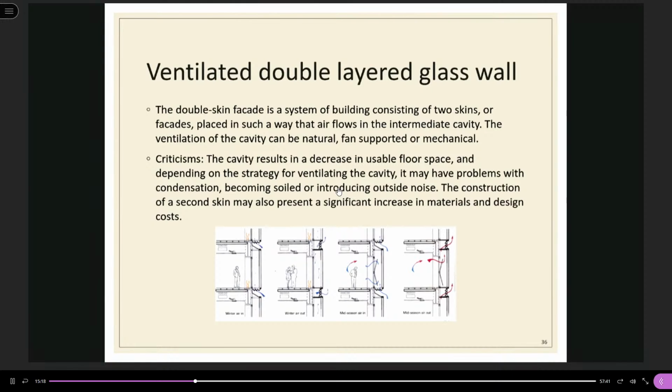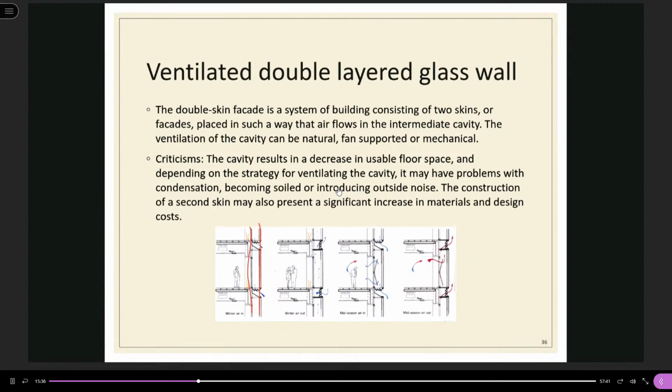Ventilated double layer glass wall. So it is not too common in Hong Kong. The double skin facade is a building system that consists of two skins. So in this picture, we have one layer and then two layers, so double layer.